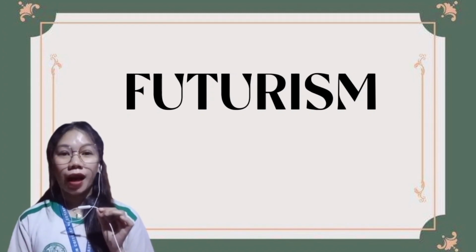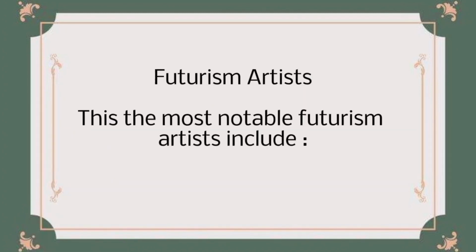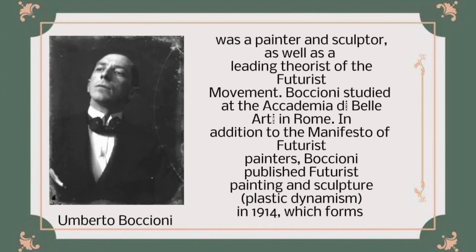So let's continue the topic about Futurism. Futurism artists. The most notable Futurism artists include: first, Umberto Boccioni. Umberto Boccioni was a painter and sculptor, as well as a leading theorist of the Futurist movement. Boccioni studied at the Accademia di Belle Arti in Rome. In addition to the Manifesto of Futurist Painters, Boccioni published Futurist Painting and Sculpture: Plastic Dynamics in 1914, which formed the basis for understanding Futurist visual poetics.